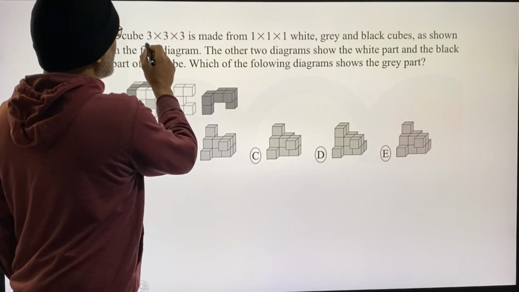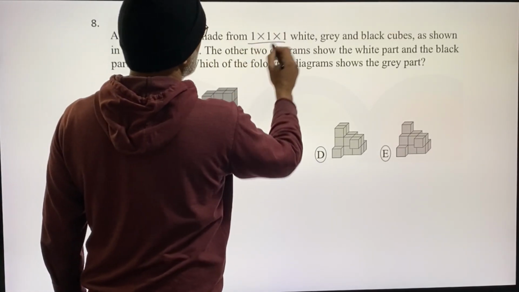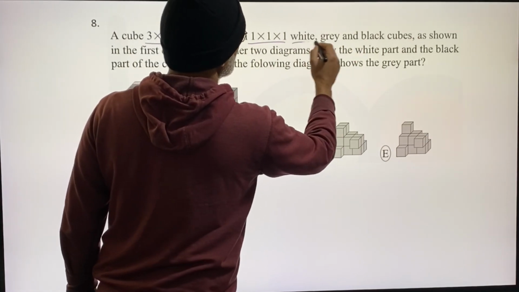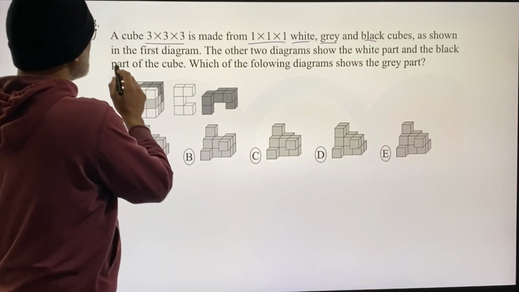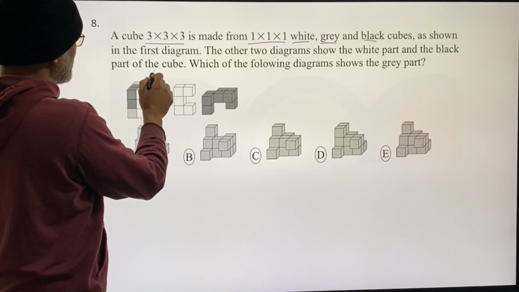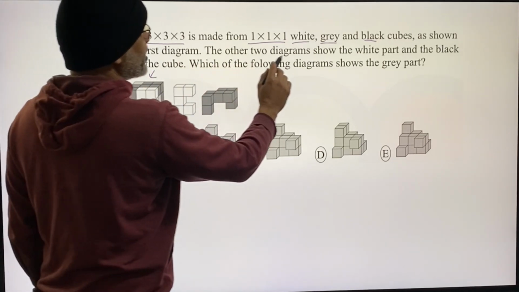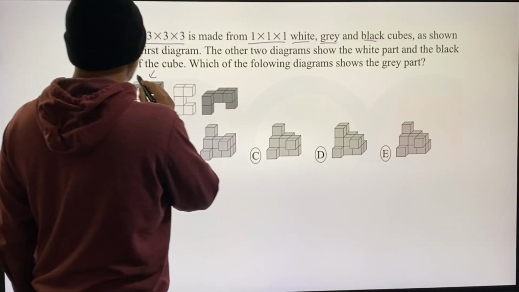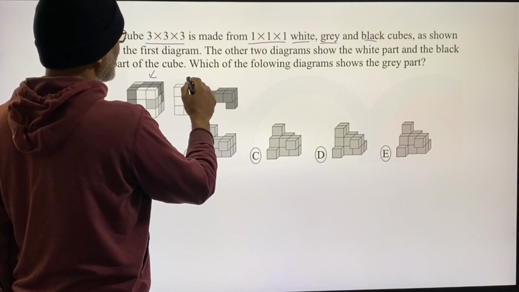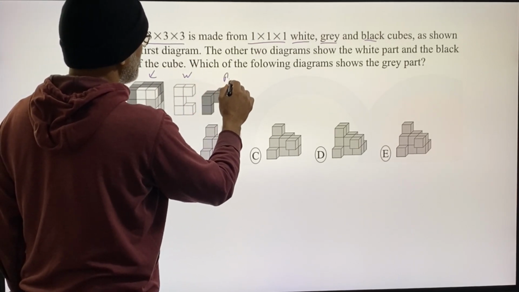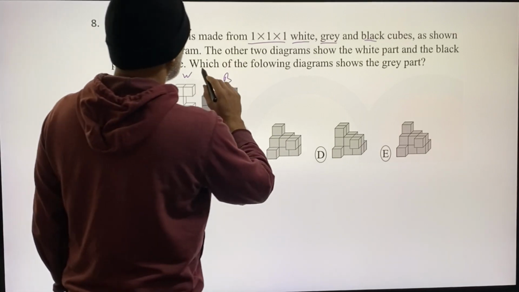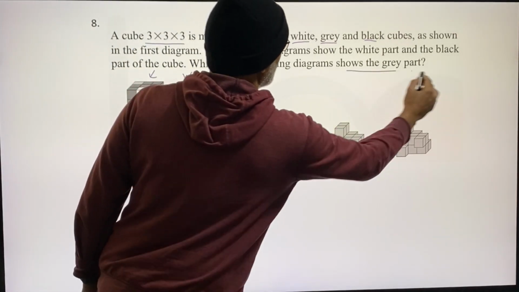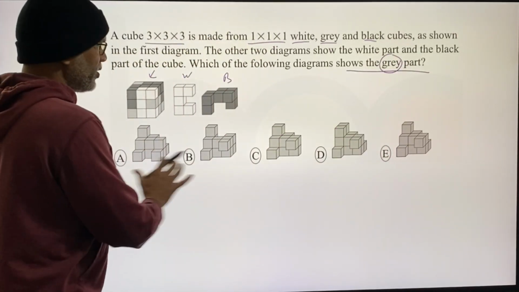A cube 3 by 3 by 3 is made from 1 by 1 white, gray, and black cubes, as shown in the first diagram. The other two diagrams show the white part and the black part of the cube. Alright, so this is the white and this is the black. Which of the following diagrams shows the gray part?